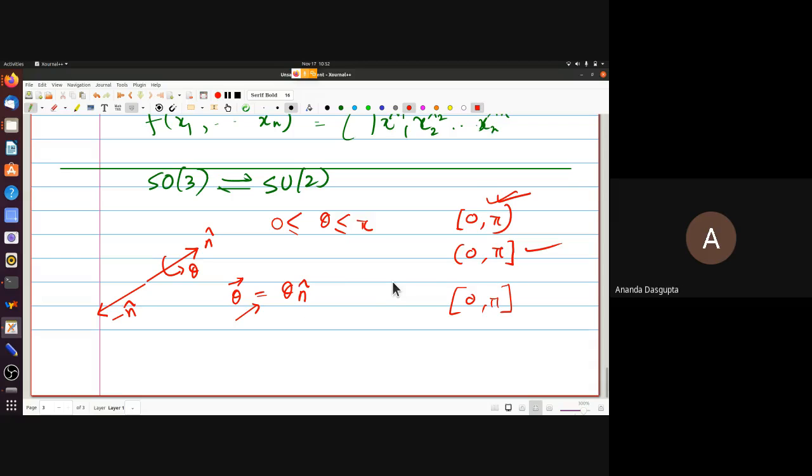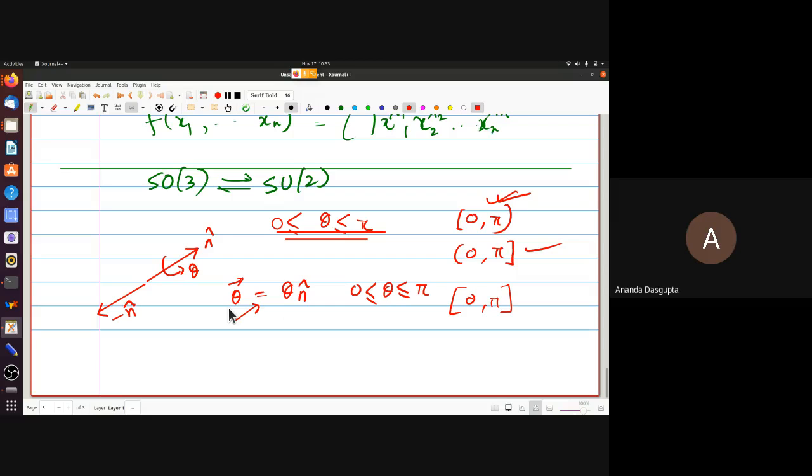Now, theta has to obey the bound I've already written. That means we have vectors whose lengths are bounded by pi. All vectors whose length is bounded by pi. So what does it give you? You take the bunch of all vectors, take them all together. What do you get? A solid sphere of radius pi.